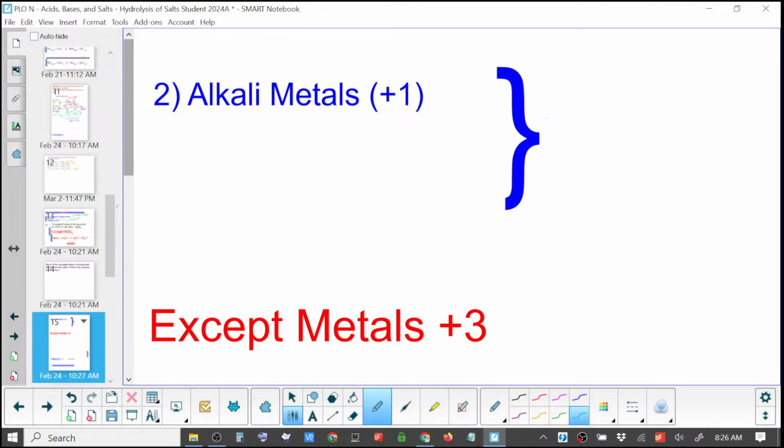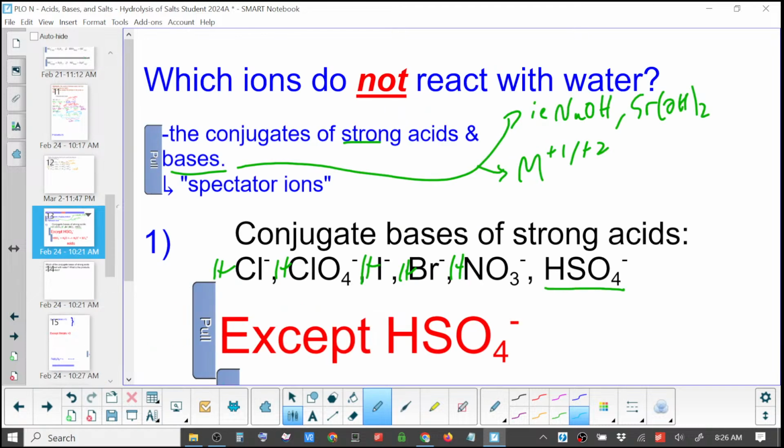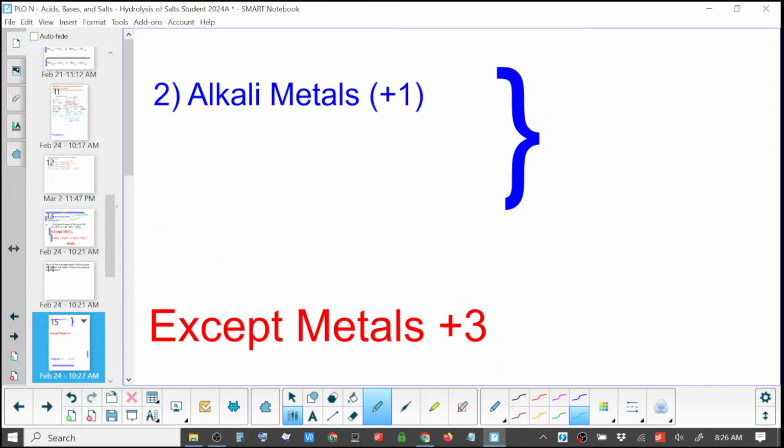So, this is just a reminder. I think I was probably falling off on this one. Conjugate bases of strong acids, number 1. 2, the alkali metals plus 1, the alkaline earth metals.